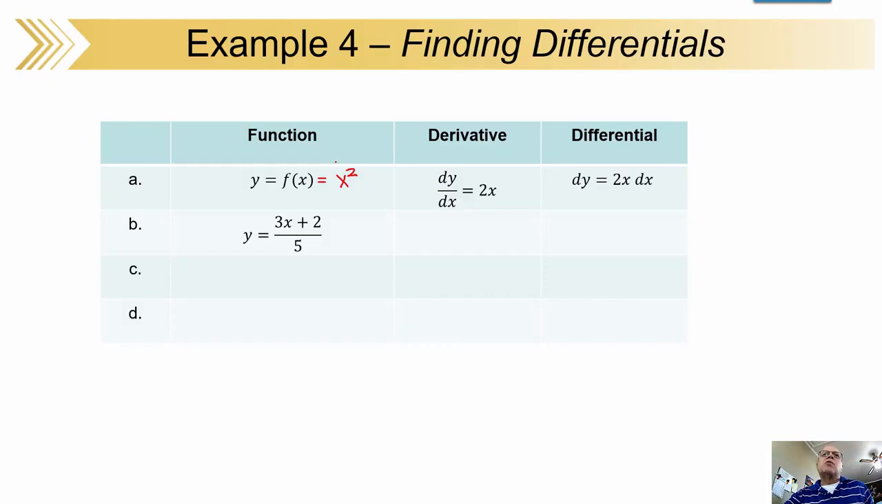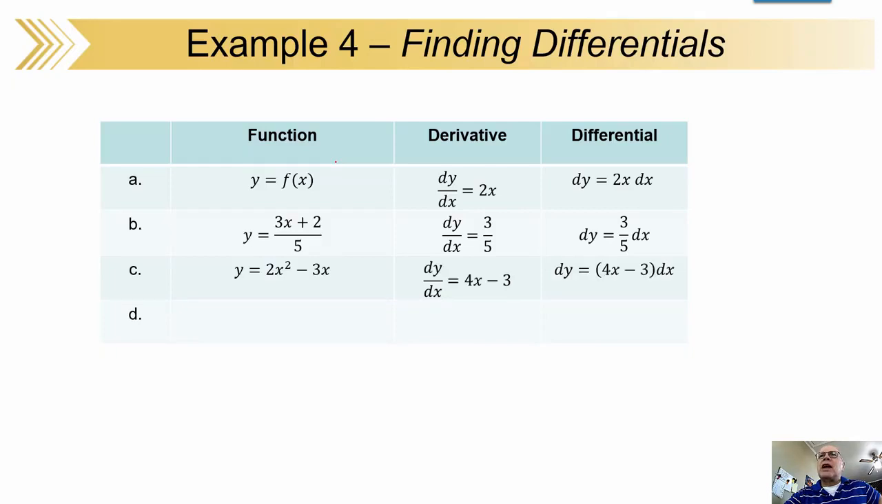So for this next one, you have 3x plus 2 over 5. Take the derivative. Remember, you do a rewrite there. 3x over 5 plus 2 over 5, and then take the derivative. And then multiply both sides by dx. And there's your differential. Take the derivative, multiply what is on the bottom of your derivative. There's another function. Take the derivative, multiply both sides by dx, and there's your differential function.